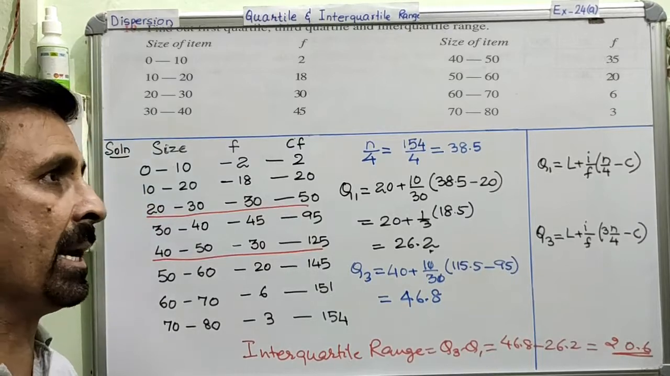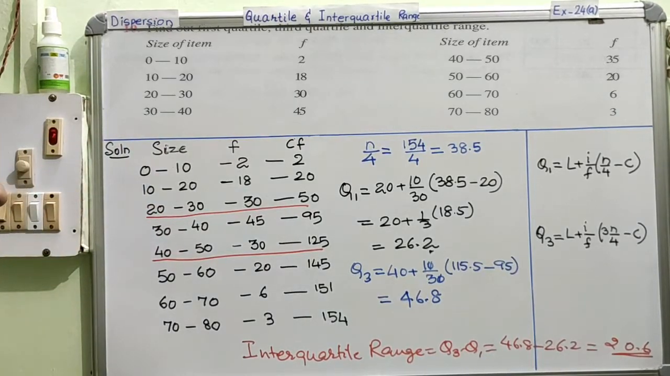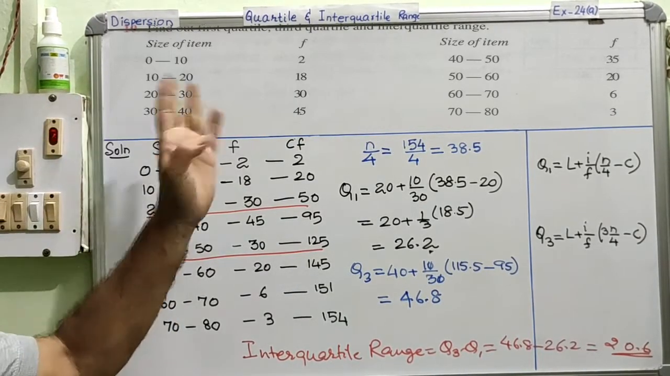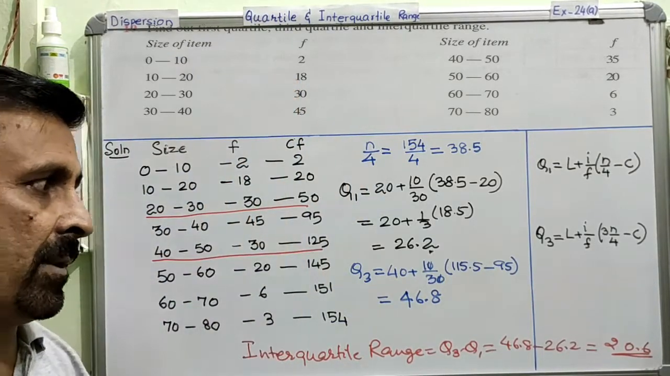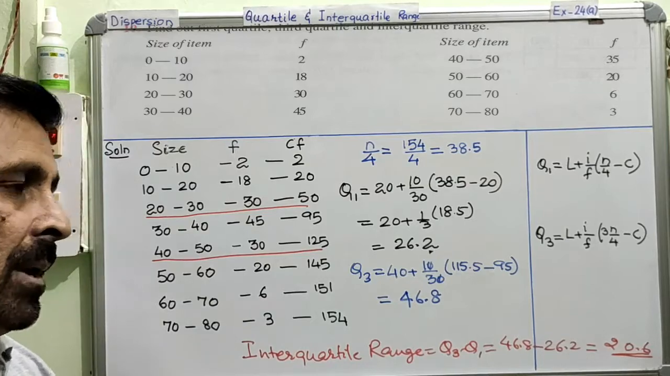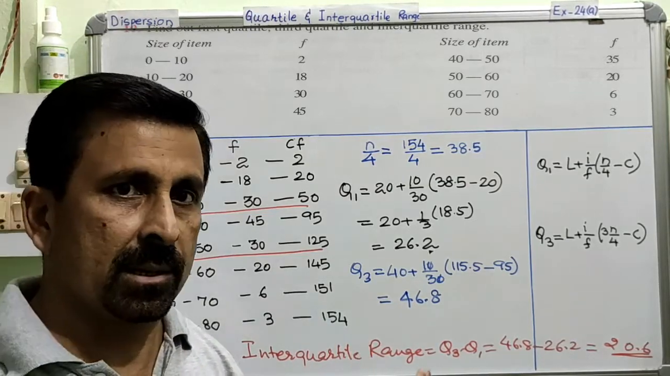So with this, we are ending the session of the quartile and the quartile range. Right? We have dealt with all the three types of questions. After this, now you need practice. Clear?